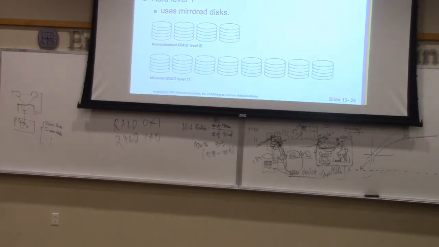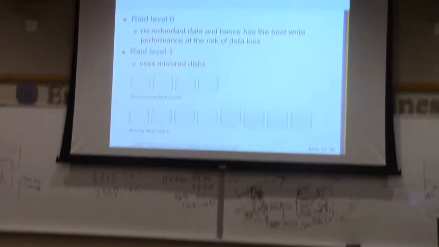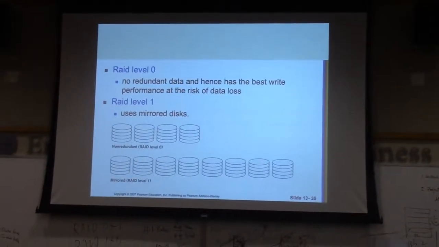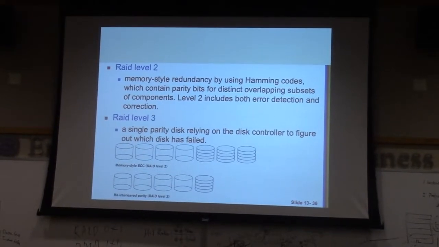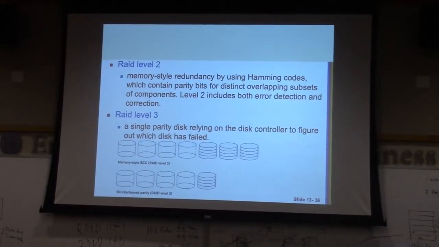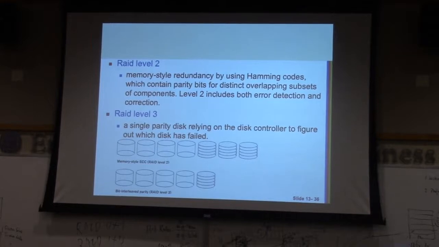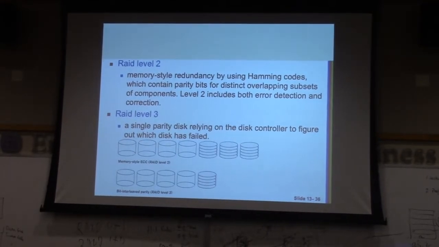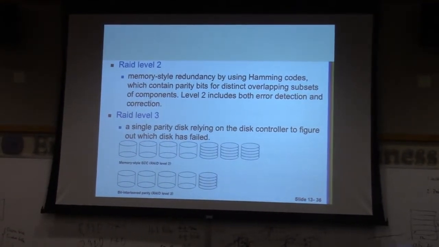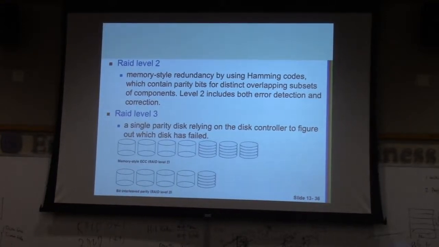And the other RAIDs we don't use nowadays because hard disk drives are so cheap. How much is a 1 terabyte hard disk drive? About $50. Yeah, I think less than 60 or 50. What about the 1 terabyte size?